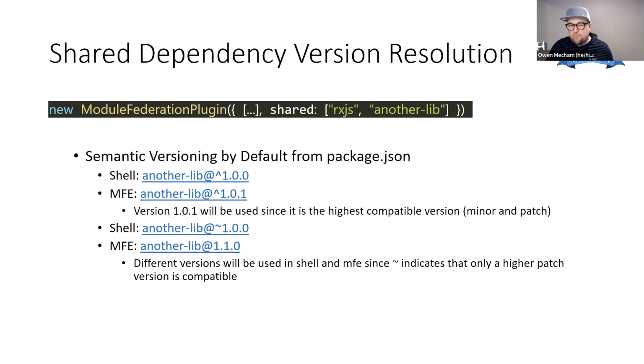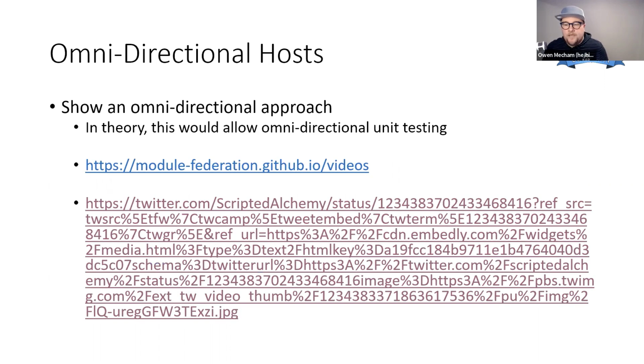I'm going to skip this portion other than just read how these dependencies, how Webpack determines which versions are good or compatible versions. It's going to use semantic versioning. So you can read through this either on Webpack's documentation, or if you're using Angular, you can read it at the Module Federation Angular plugin documentation that I'll share as well.